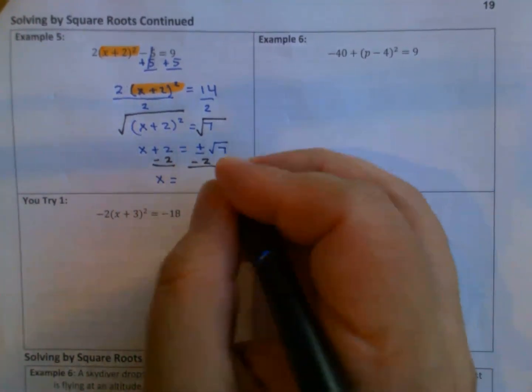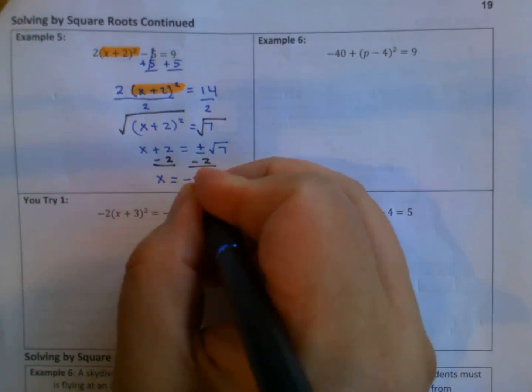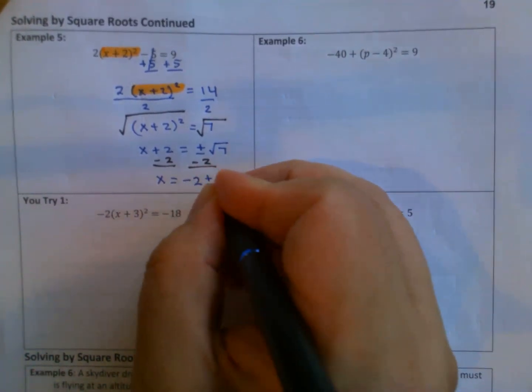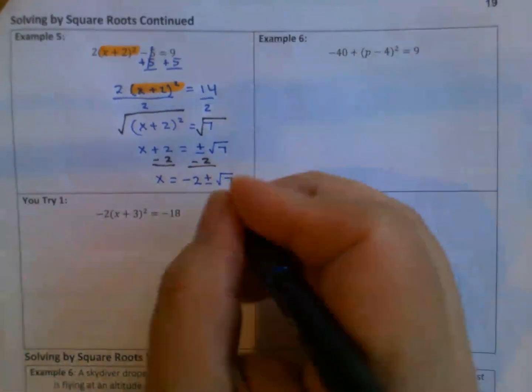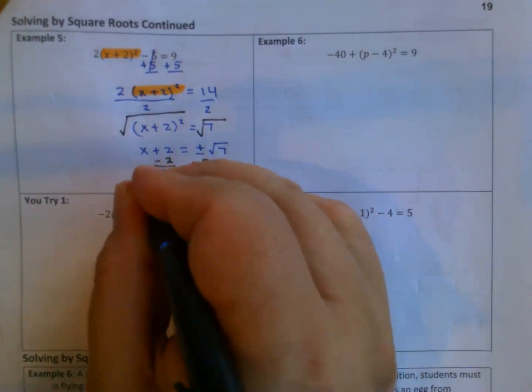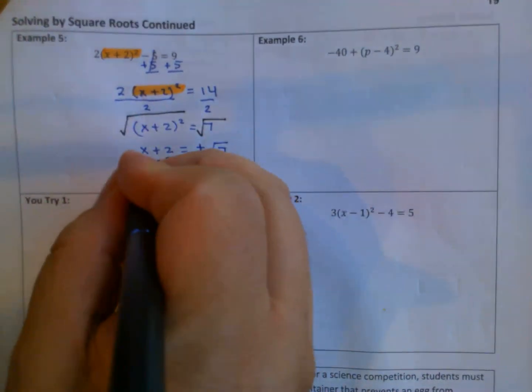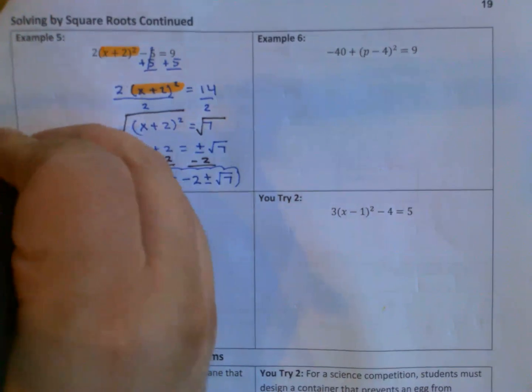We usually like to leave that in the center. So I'm going to write the negative 2 and then the plus or minus radical 7. Just remember, we needed to get two answers. We needed two x-intercepts. So here are the two answers.